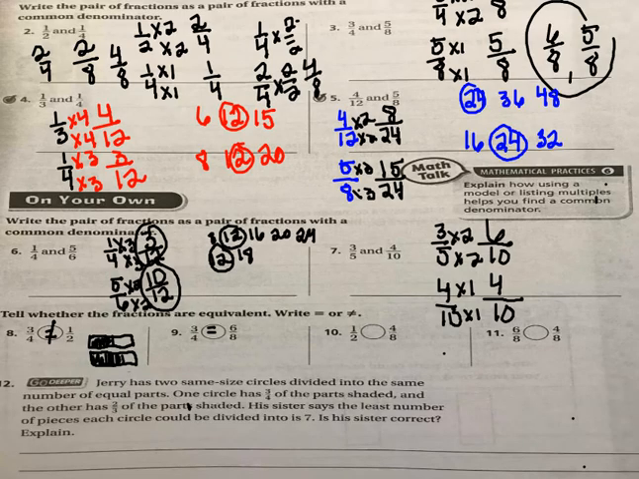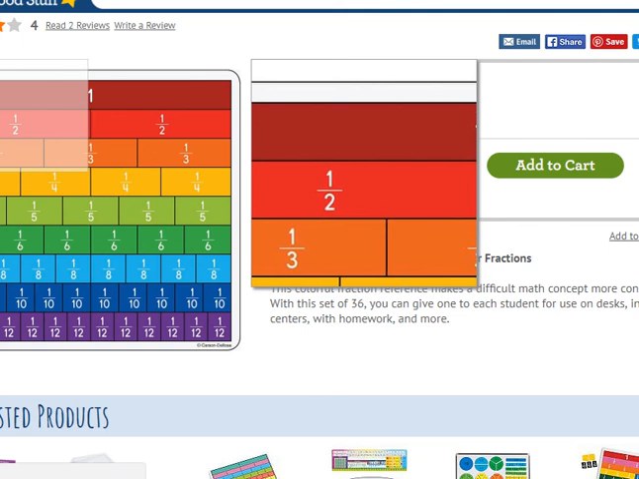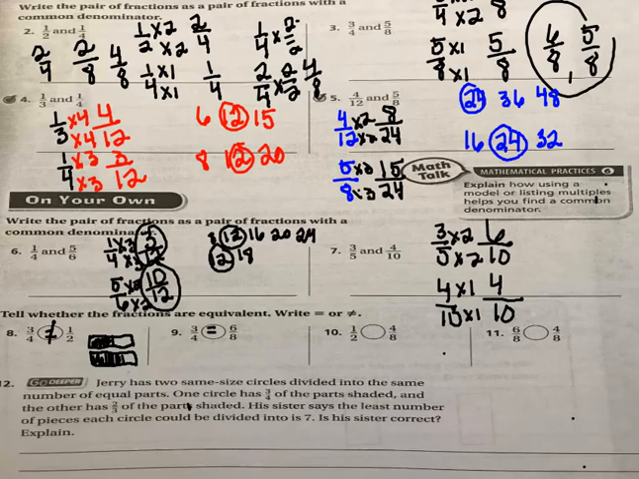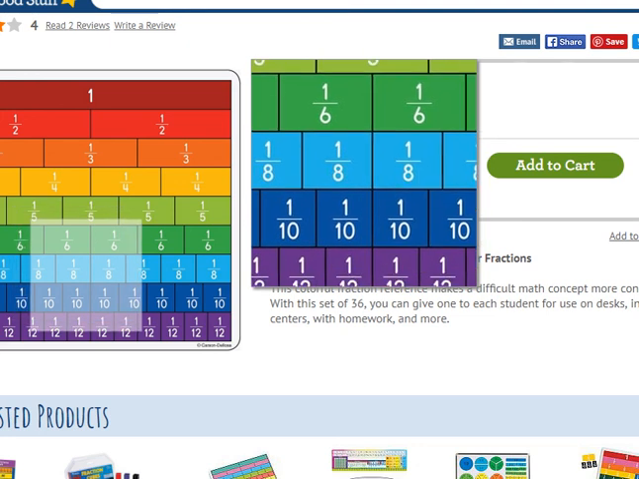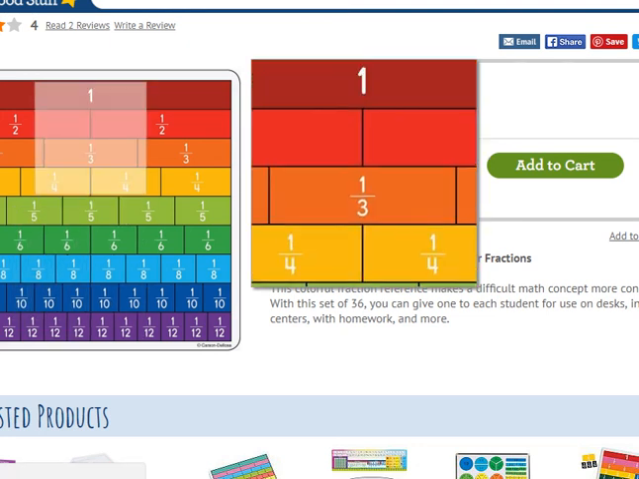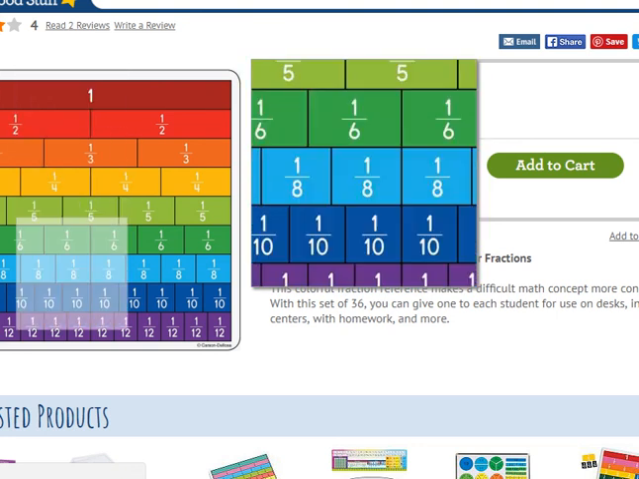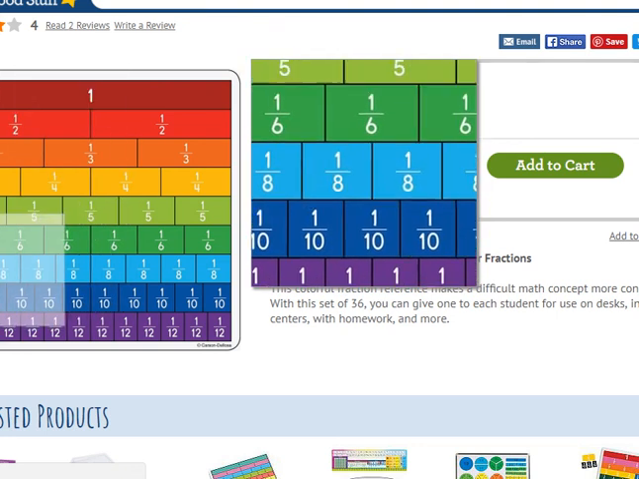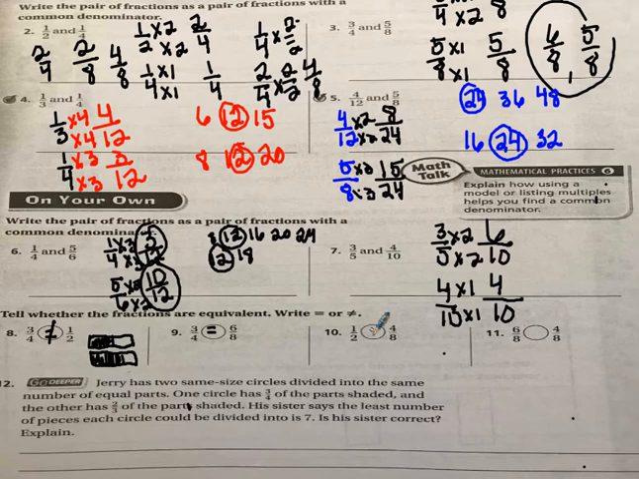Okay, same with this one. You have 1/2 and 4/8. So let's go to our tiles. Here's what 1/2 looks like. And then what was my other one? 4/8. Okay, so 1, 2, 3, 4. Okay, notice how this line goes straight up with my half one, so this half bar would fit perfectly on top of 1, 2, 3, 4 eighths. Okay, so those would be equal to.